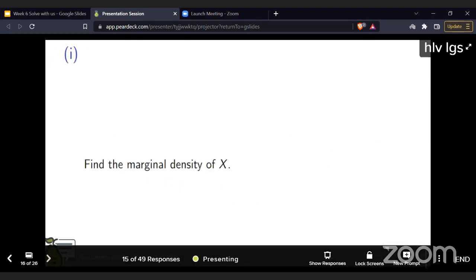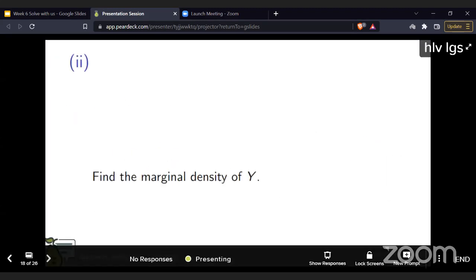By the time you can try to solve the second part, then we can solve it. Okay. For the same joint PDF, find the marginal density of Y.